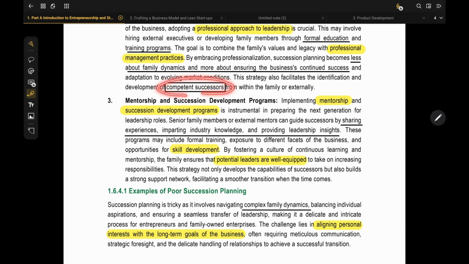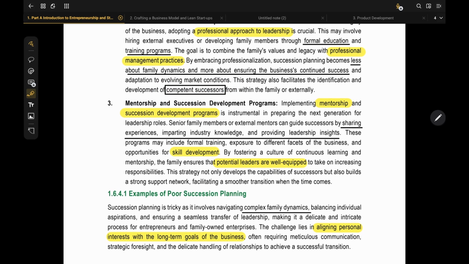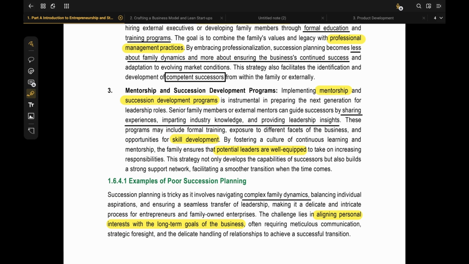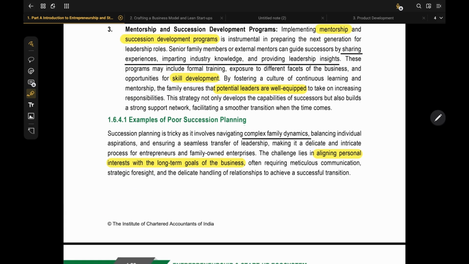And then only competent successors should be allowed. We should not bring anyone as the successor just because he is the child of the entrepreneur. We should bring him only if he has the talent. Mentorship: even though he has talent, he will not have as much experience as the main entrepreneur. So they should give mentorship programs for the successors.